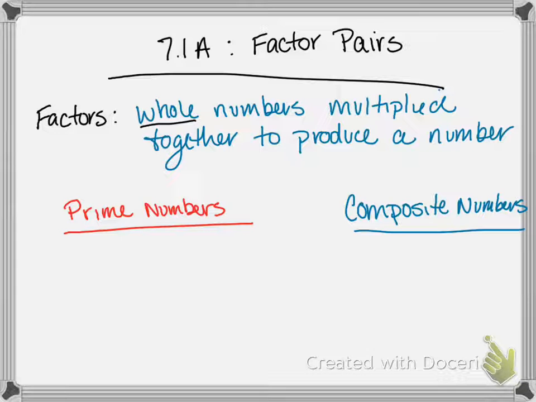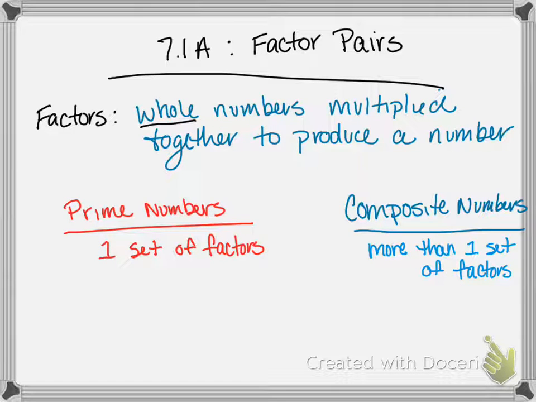Before we do that, I want to make sure you know the difference between a prime number and a composite number. A prime number only has one set of factors, where a composite number has more than one. So when I talk about prime numbers, I'm talking about numbers like 7. The only two numbers you can multiply together to get 7 are 1 and 7. Other examples might be the number 2 only has one set of factors, the number 5, and the number 11. Those are all prime numbers.